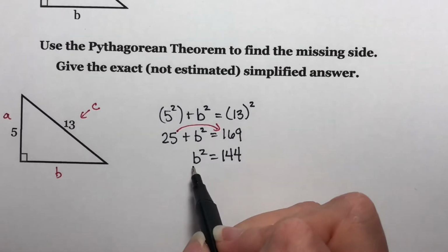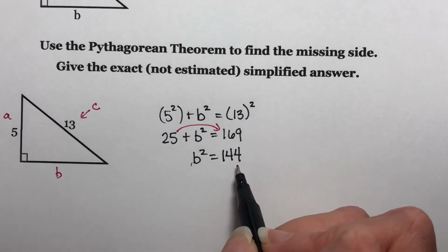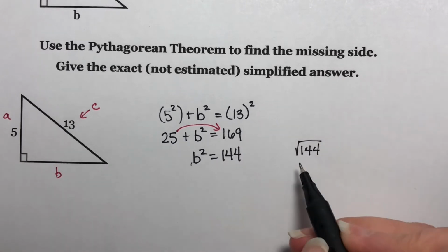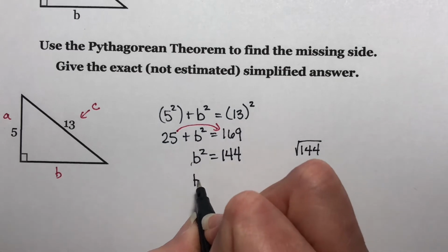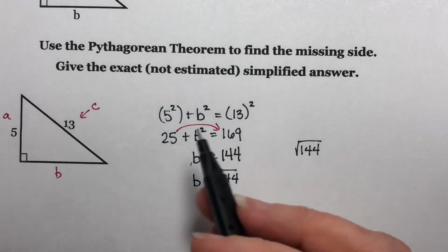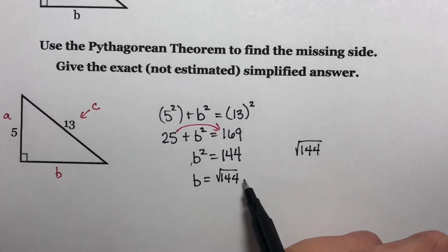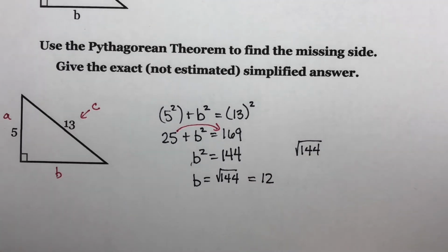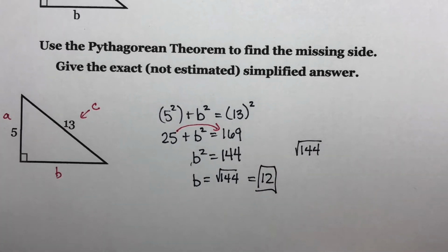Okay, now what this is asking is, what number times itself gives you 144? So what we normally do here is that b is equal to the square root of 144, because it's asking the same thing. What number times itself gives you 144? Well, b is equal to whatever number times itself gives you 144. The square root of 144 is 12. Okay? So in this case, we got an exact, nice answer.